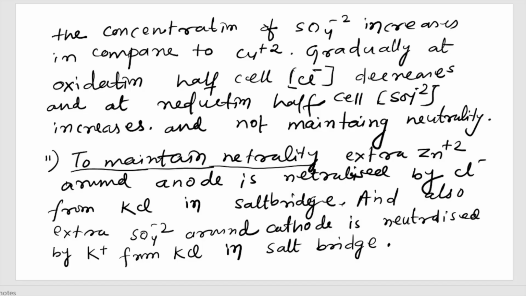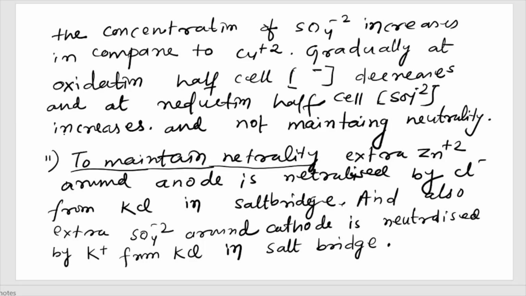Similarly, gradually what happened in both half cells? The concentration in one side decreases, the other side increases. In the reduction half cell, SO4-2 increases, whereas in the oxidation half cell, the negative ion concentration decreases. So what to do? How to maintain neutrality? It is not maintaining neutrality. That means here the salt bridge helps to maintain the neutrality.